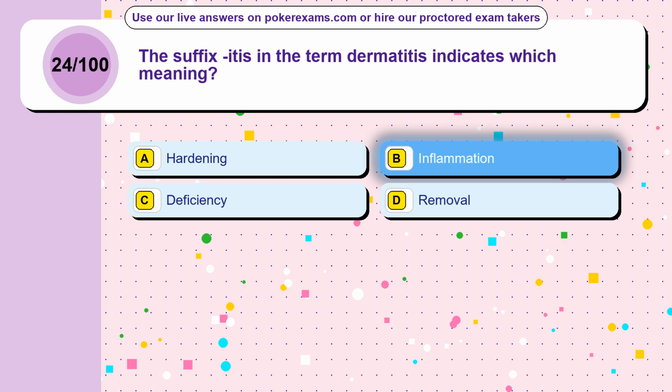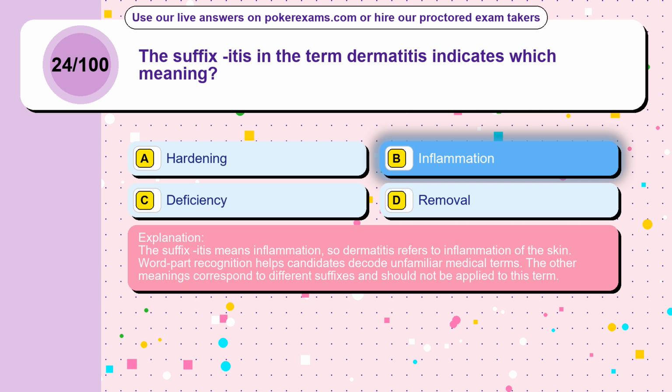Inflammation. The suffix itis means inflammation, so dermatitis refers to inflammation of the skin. Word part recognition helps candidates decode unfamiliar medical terms. The other meanings correspond to different suffixes and should not be applied to this term.